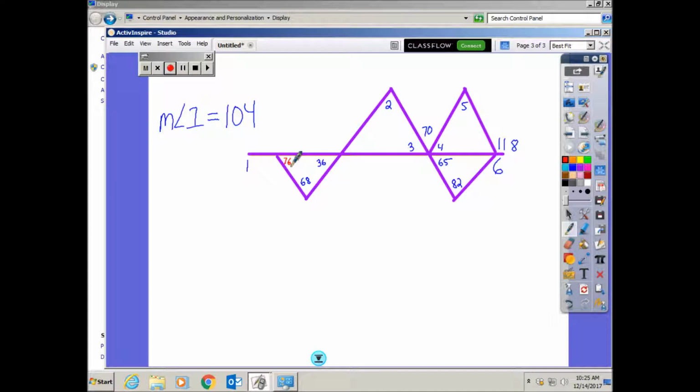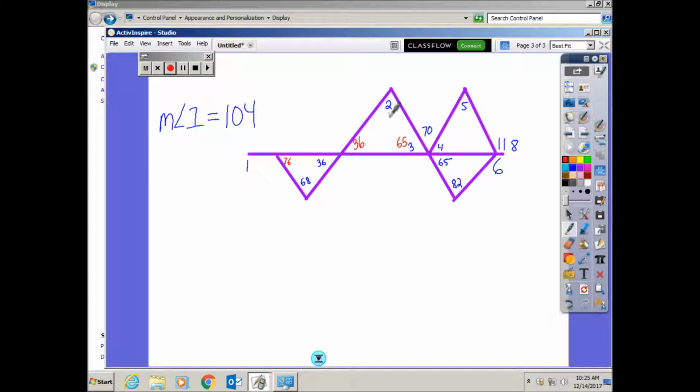Now, I don't ask this angle, it's not numbered, but if this is 36, what's this? 36. Why? Vertical. Yay, we're getting vertical angles now. Now, okay, so by the way, 3 is vertical to this, correct? Yep. So 3 is 65.